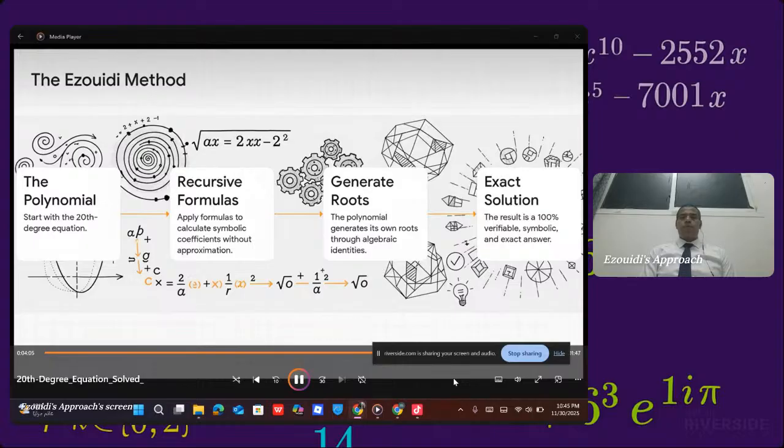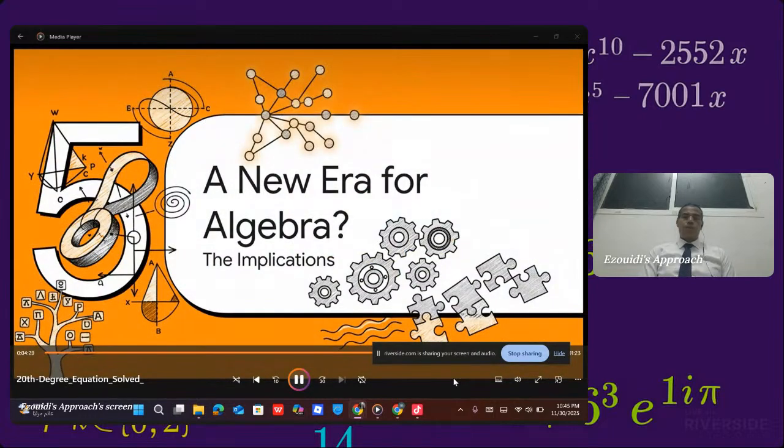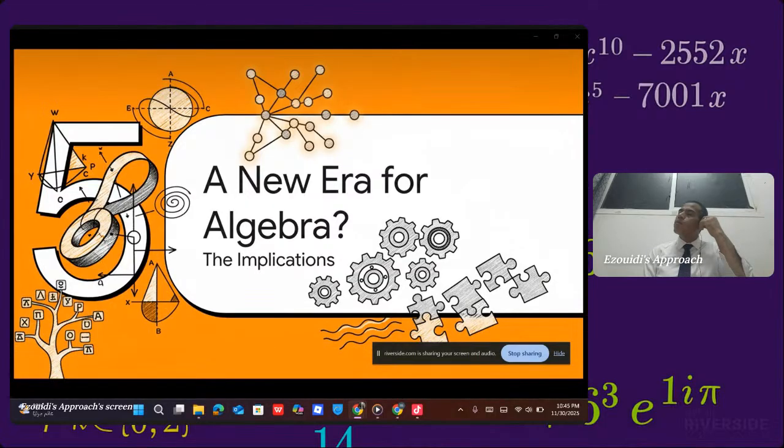No guesswork involved. Zero. And this is the key takeaway right here. For 200 years, the best answer you could hope for might be something like, it's about 2.999, and you just have to live with that little bit of uncertainty. This new claim is about getting an answer that is, with 100% certainty, exactly 3. It's the difference between an estimate and the actual truth. So if, and it's a big if, this claim holds up to review from the wider mathematical community, the implications are just enormous. We could seriously be looking at a brand new era for algebra.